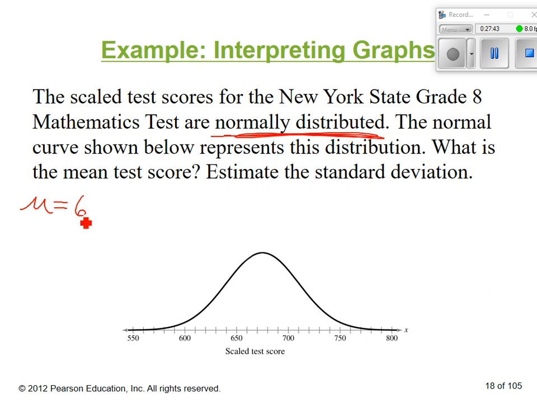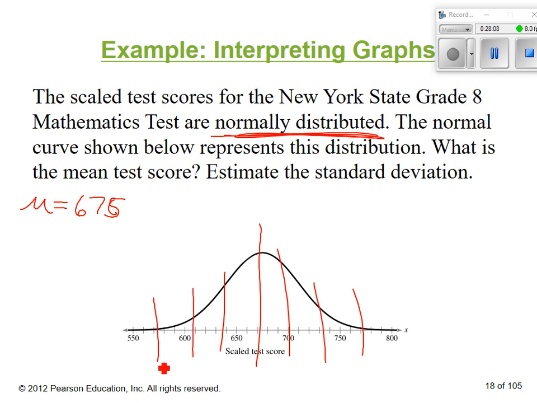6 what? 6, 7, I don't know what, 5? Yeah, 675. All right, we'll go with that. Estimate the standard deviation. So if the mean's right in here somewhere, standard deviation, remember, that's going to split this up into like 3 parts here evenly on each side. About how much do you think it is?